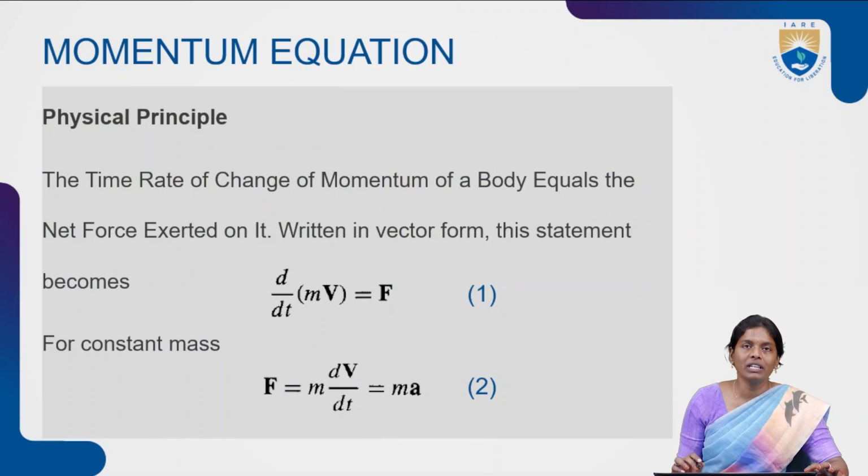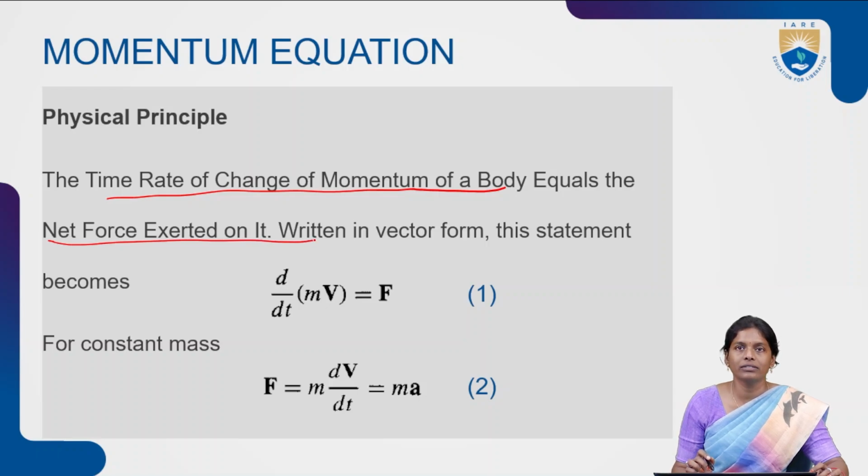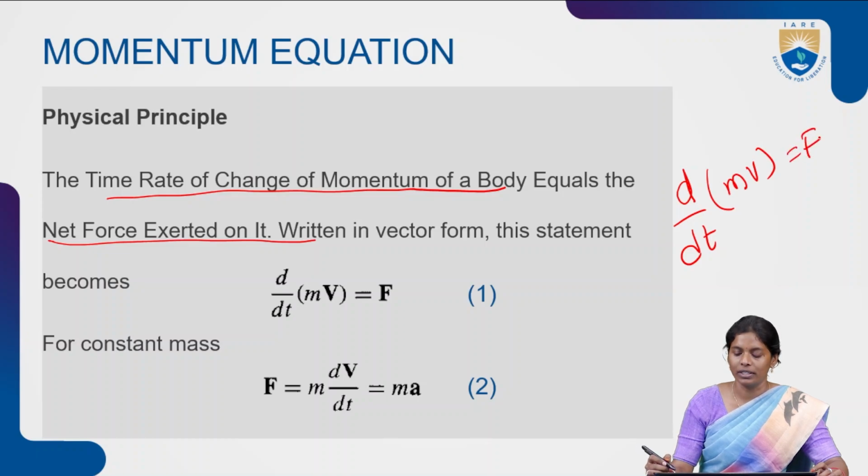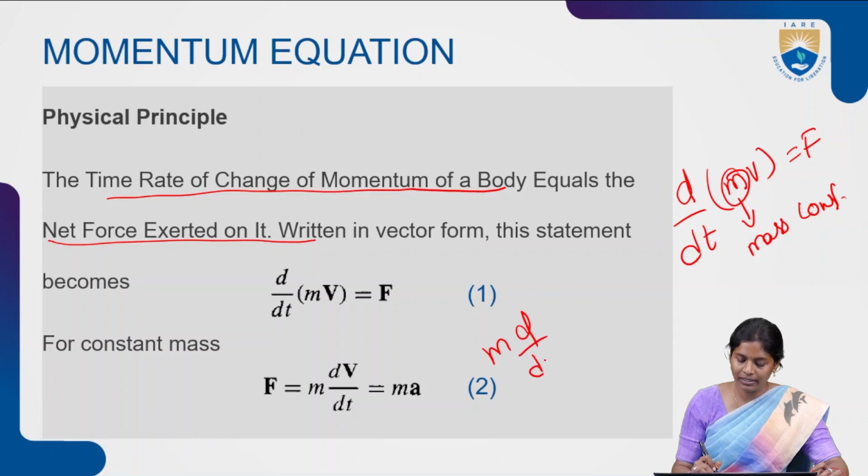So what is the momentum equation? The basic principle of the momentum equation is that the time rate of change of momentum of a body equals the net force exerted on it. If you are writing it in vector form, the time rate of change of momentum is equal to the force exerted on the body. If we take the mass as constant, we can write this formula as m into d by dt of v equal to F.